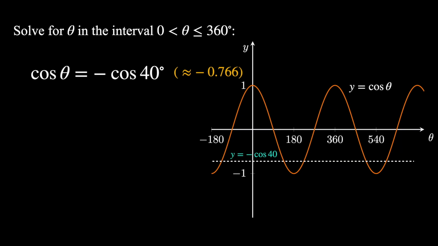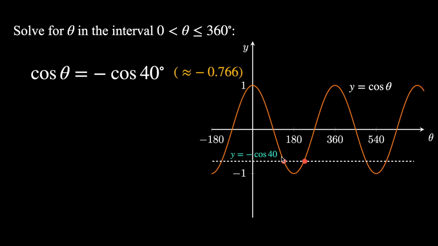negative cosine 40. So let's interpret what this equation says in terms of the graph. This is saying the graph of the cosine of theta is equal to negative cosine 40, or is equal to this horizontal line. In other words, the solutions to this equation will be where this line intersects the graph of cosine theta. So what we're looking for is these points of intersection, where that horizontal line cuts the graph.